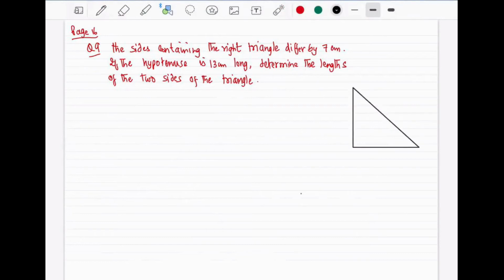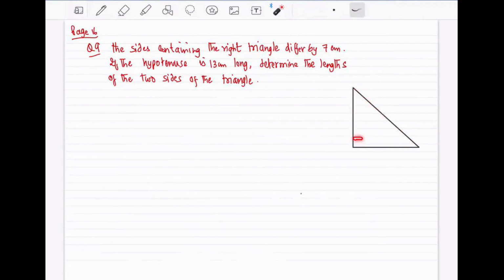Here, the question says: the sides containing the right angle differ by 7 centimeters. Which are the sides containing the right angle? Which sides make the right angle of a right angle triangle? These two sides, right? This side and this side don't make a right angle. This is not 90 degrees. Same thing with this and this.